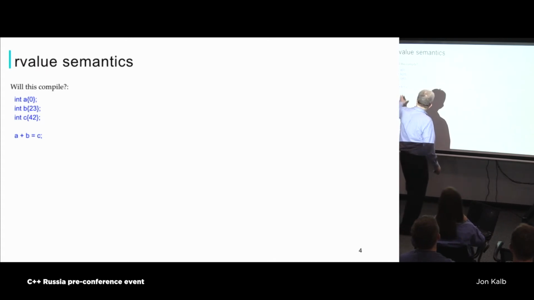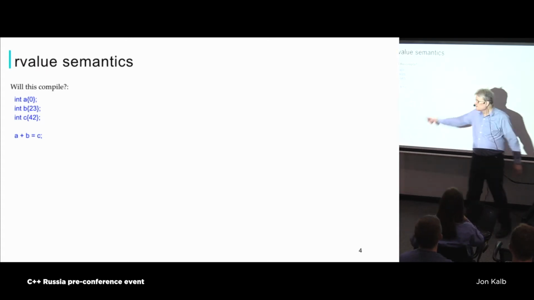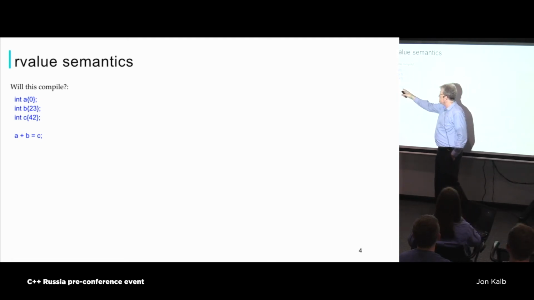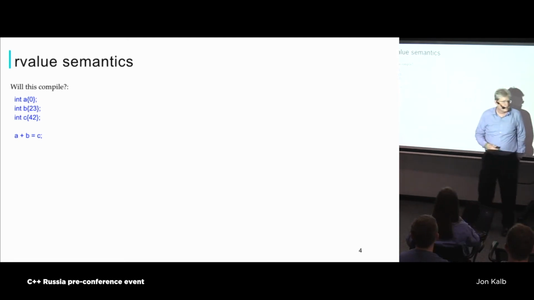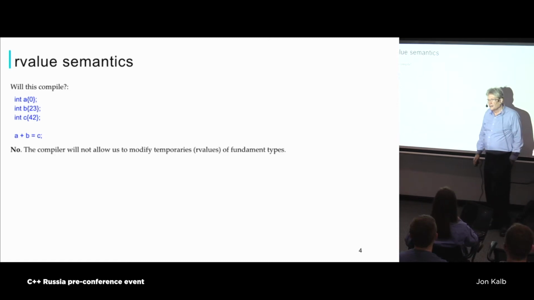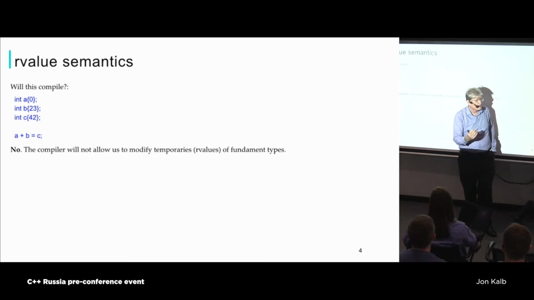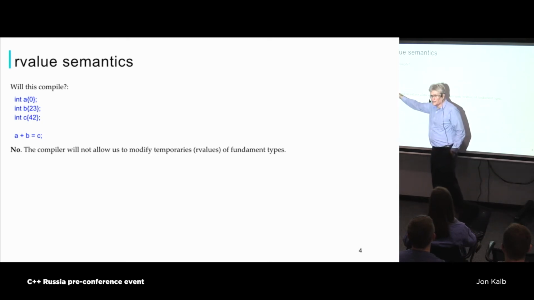All right, so my question is, will this compile? I have three integers, a, b, and c, and I add a and b, and I assign c to that. Is that going to compile? It should not. Okay, no. The compiler is not going to allow us to modify temporaries, as rvalues of fundamental types. Does everybody see why? Let's think about what this is actually saying to do.